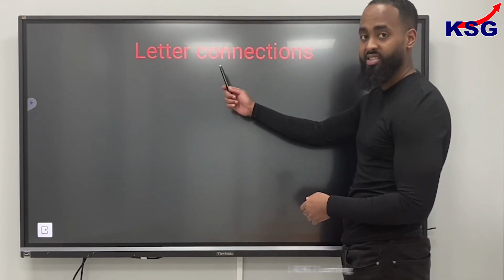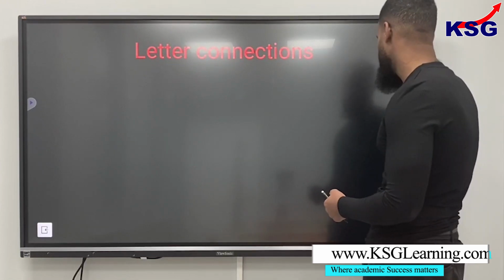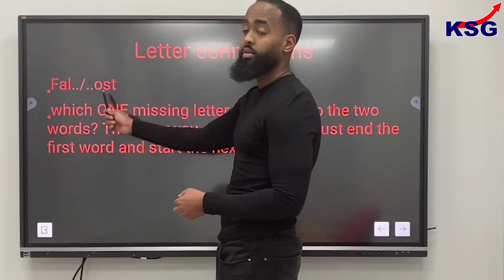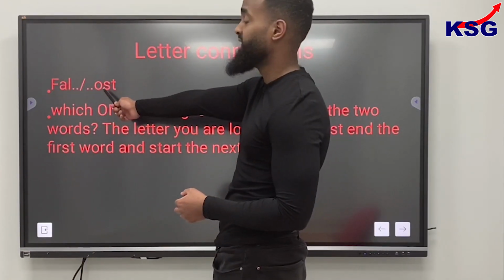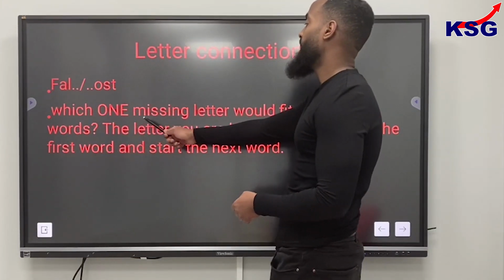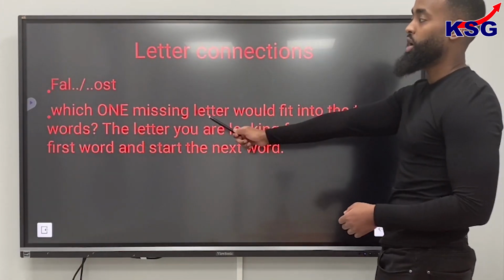Today's topic will be letter connections. One of the tasks that you might see in your tests will look like this. You've got two incomplete words here, one beginning with FAL and the other ending with OST. The task will say: which one missing letter would fit into the two words?